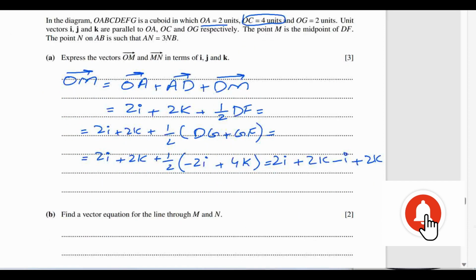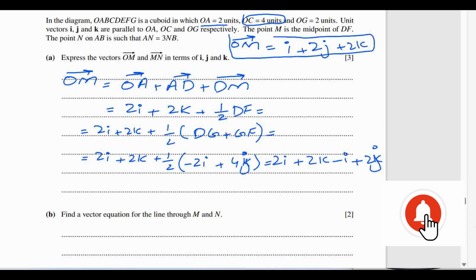So finally the answer for vector OM will be I plus 2J plus 2K. So this will be the final answer for OM.